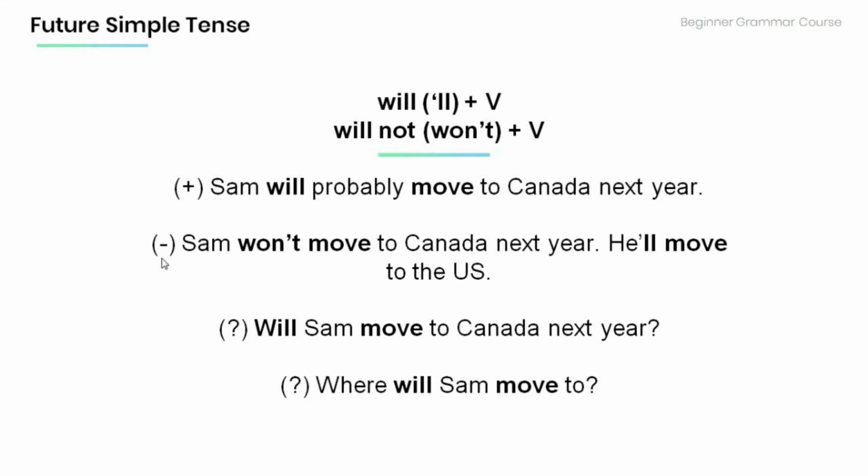Negative sentence would be Sam won't move to Canada next year. He'll move to the US. In the question form, will Sam move to Canada next year? Another question, where will Sam move to?